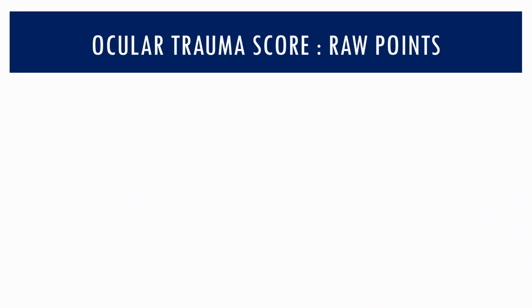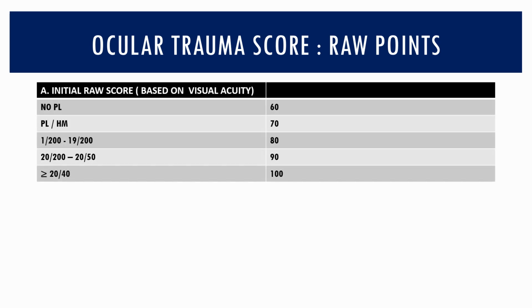Now, let's look at the actual raw points used to calculate the ocular trauma score. The first step is to assign a score based on the patient's initial visual acuity. No perception of light receives 60 points. Perception of light or hand movements, 70 points. Visual acuity between 1 by 200 to 19 by 200, 80 points. 20 by 200 to 20 by 50, 90 points. And visual acuity of 20 by 40 or better receives the maximum score of 100 points.